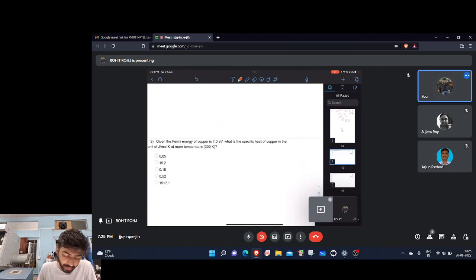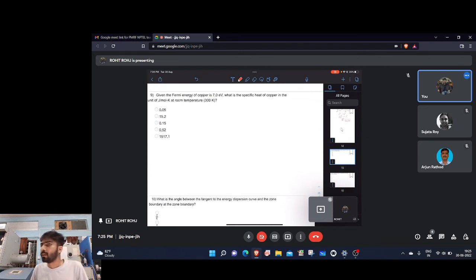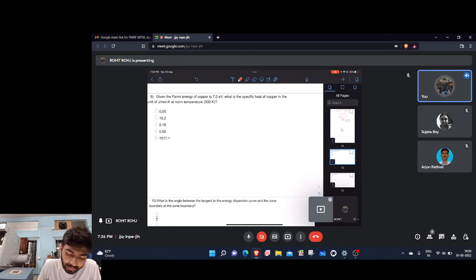Okay, now our next question is as follows. The Fermi energy given for copper is 7 eV. What is the specific heat of copper in units of joule per mole per Kelvin at room temperature, 300 K? What we are given is the temperature as 300 Kelvin.